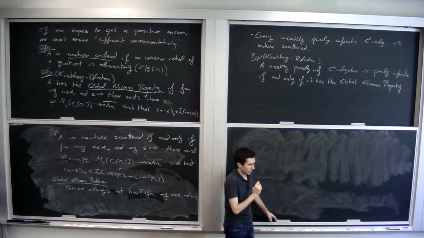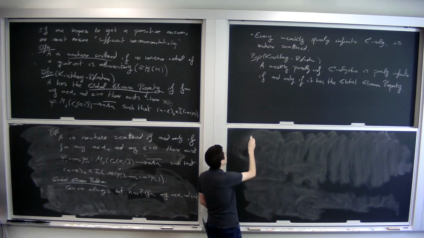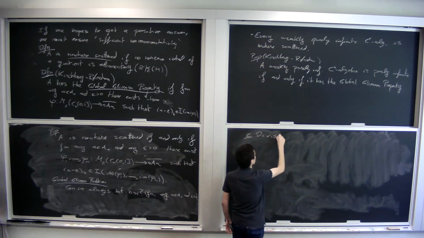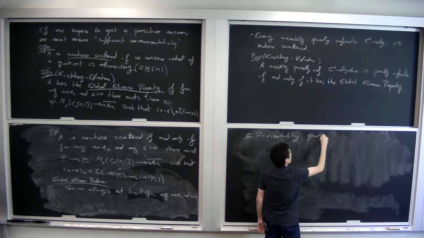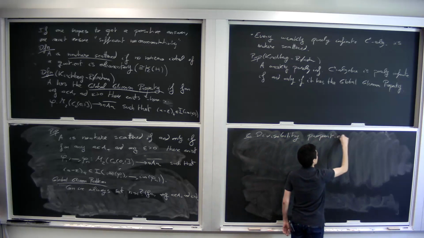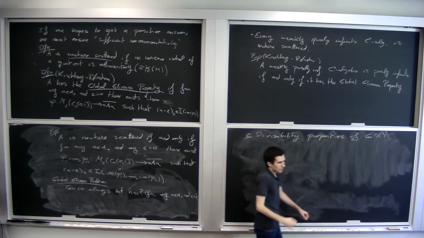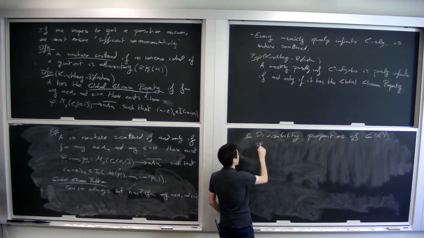I'm going to risk it and give the definition of the Cuntz semigroup for the people that were not here. So this is section two, and it's going to be about divisibility properties of the Cuntz semigroup. And well, very quickly, the definition of the Cuntz semigroup. So it's just this. So how do I write this quickly?